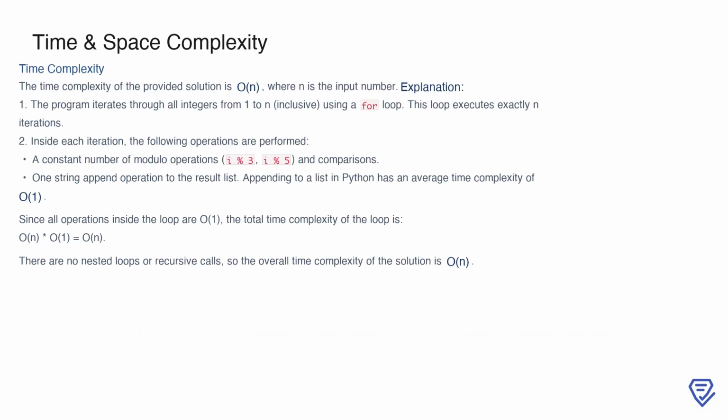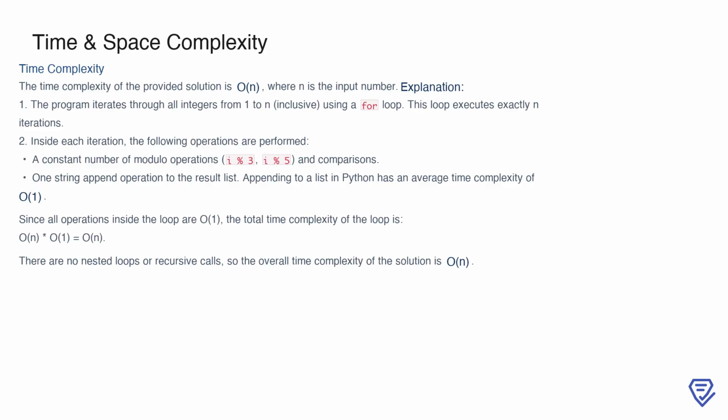The time complexity of the solution is O(n), where n represents the input number. This complexity arises because the program uses a for loop that iterates through all integers from 1 to n, performing exactly n iterations. Within each iteration, the operations performed include modulo calculations such as i%3 and i%5, comparisons to determine divisibility, and a single operation to append the appropriate string to the result list. All of these actions are constant time operations, meaning they take O(1) time individually.